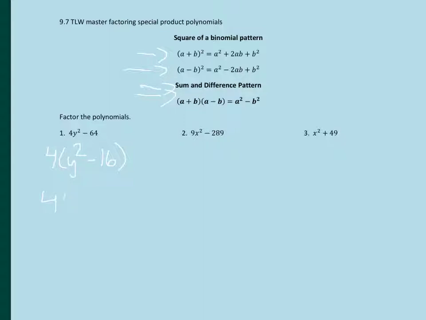So you had the 4 there. What's the square root of y squared? Y. Square root of 16? 4. Let's write this a little cleaner. So you have 4 times y plus 4, y minus 4. Now, you could have y minus 4, y plus 4. That order doesn't matter, so you're good there.